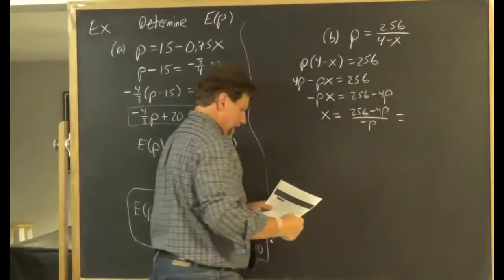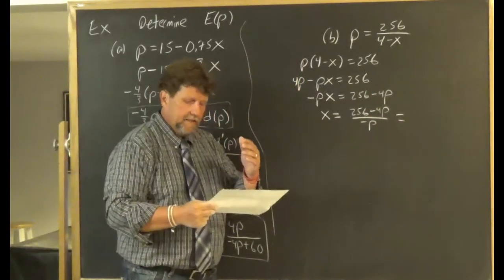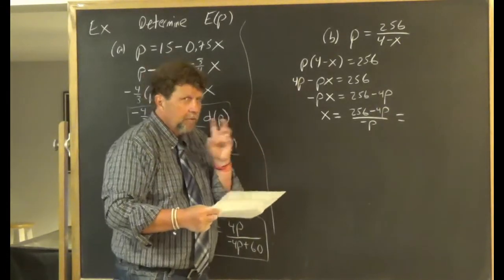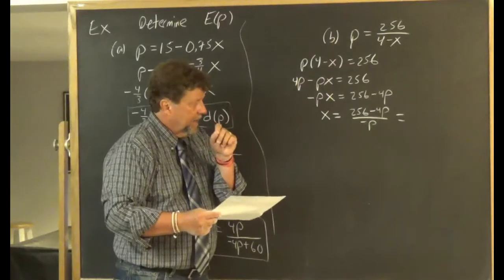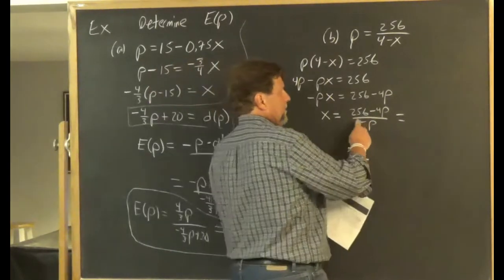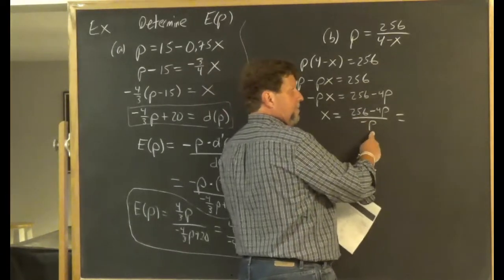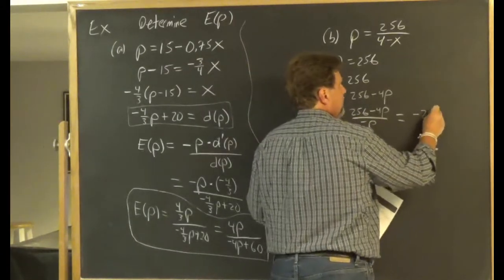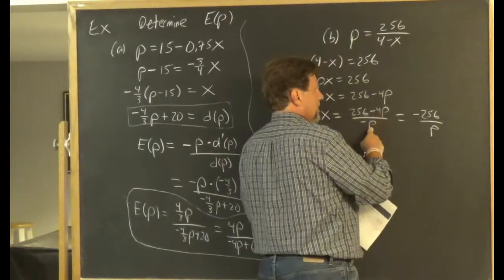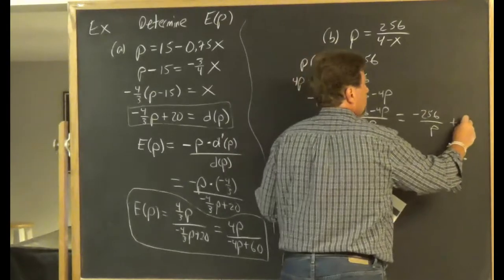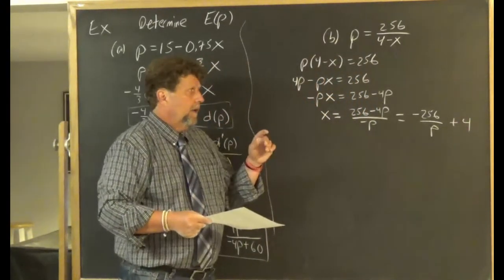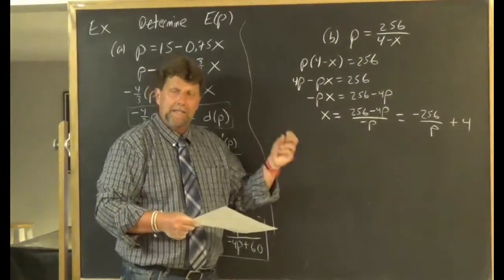And I'm going to rewrite that. Instead of seeing 256 minus 4P over -P, I'm going to rewrite it as two separate fractions. Because that gives me 256 over -P, I can write that as -256 over P. And then when I take a -4P and divide it by P, I'm just left with a plus 4. That's my D of P.